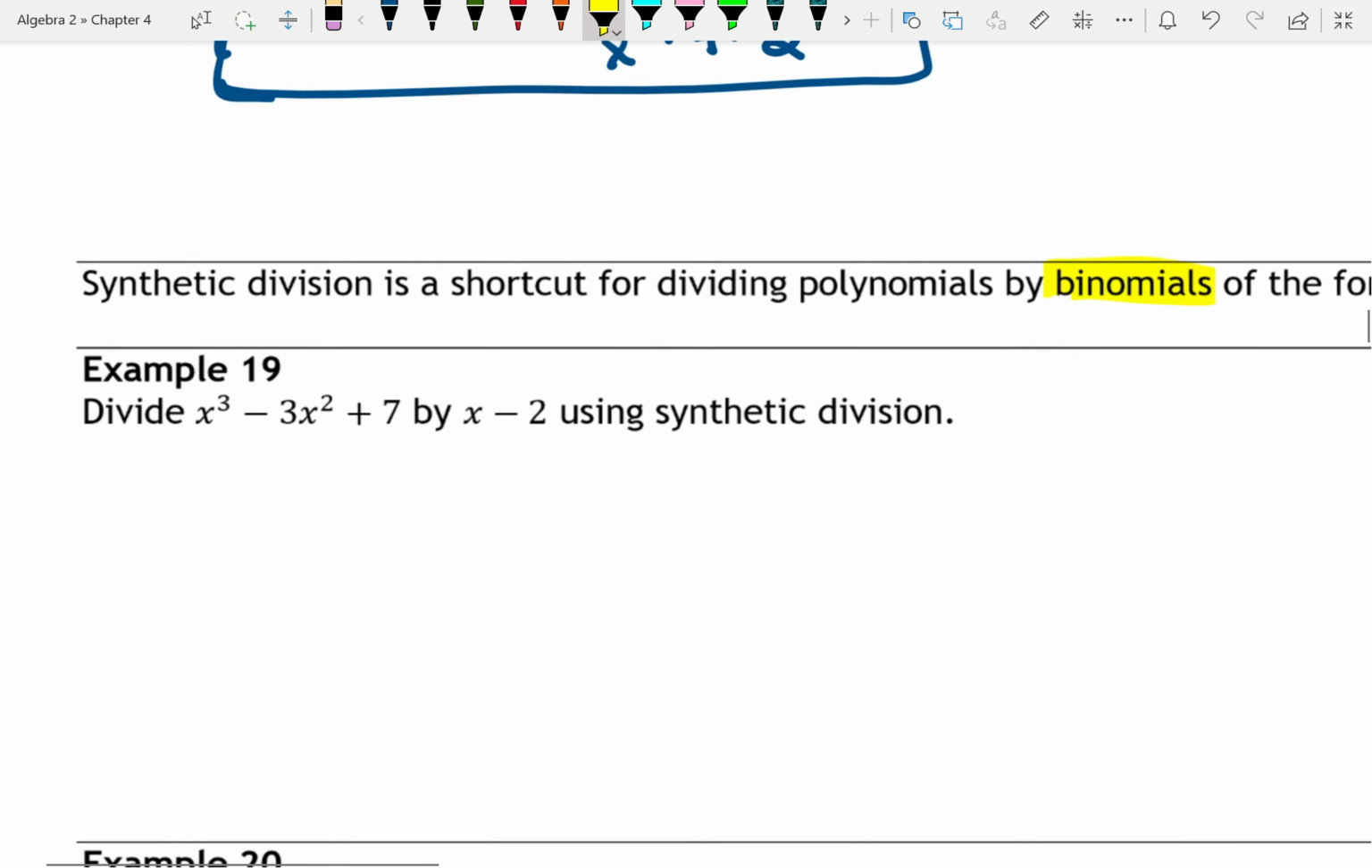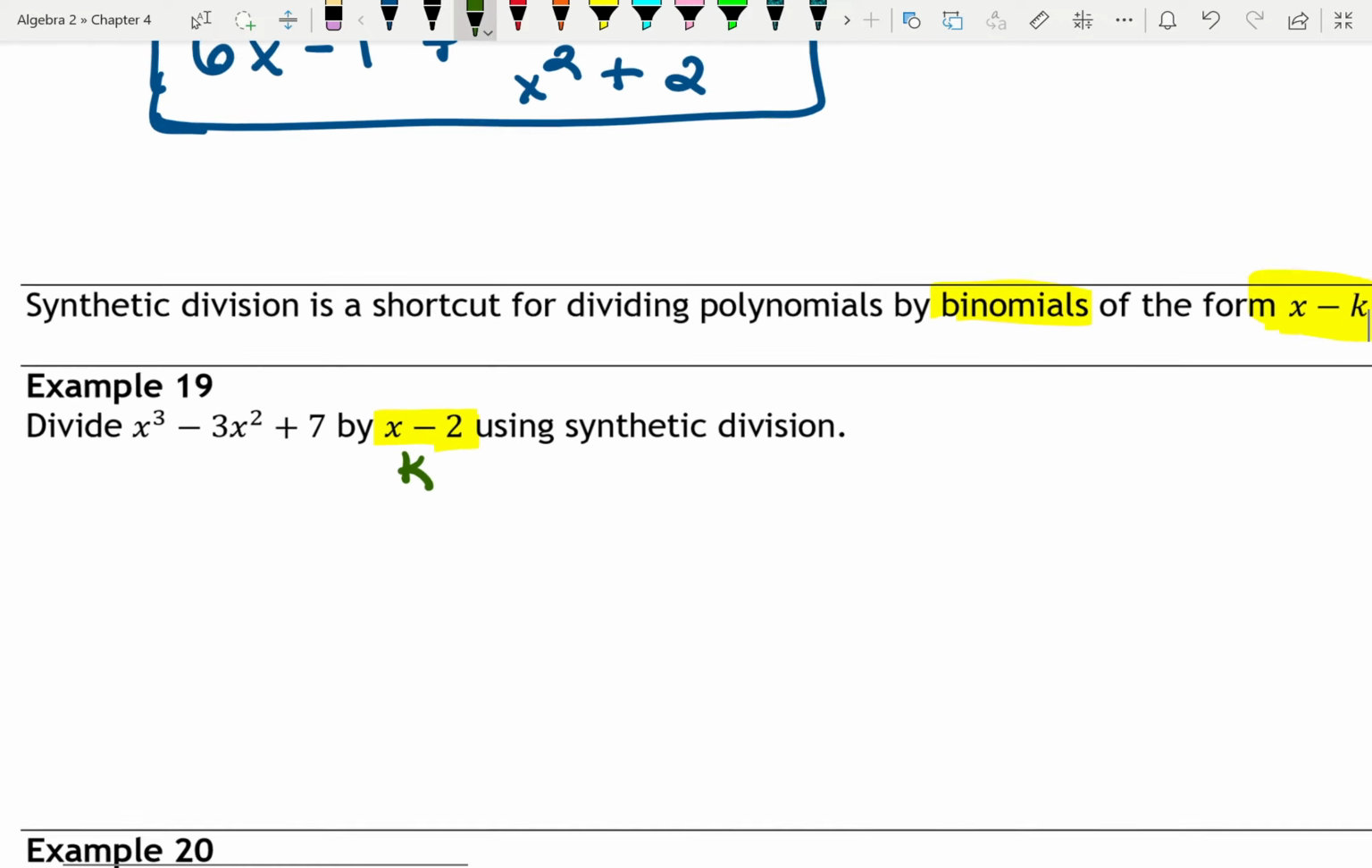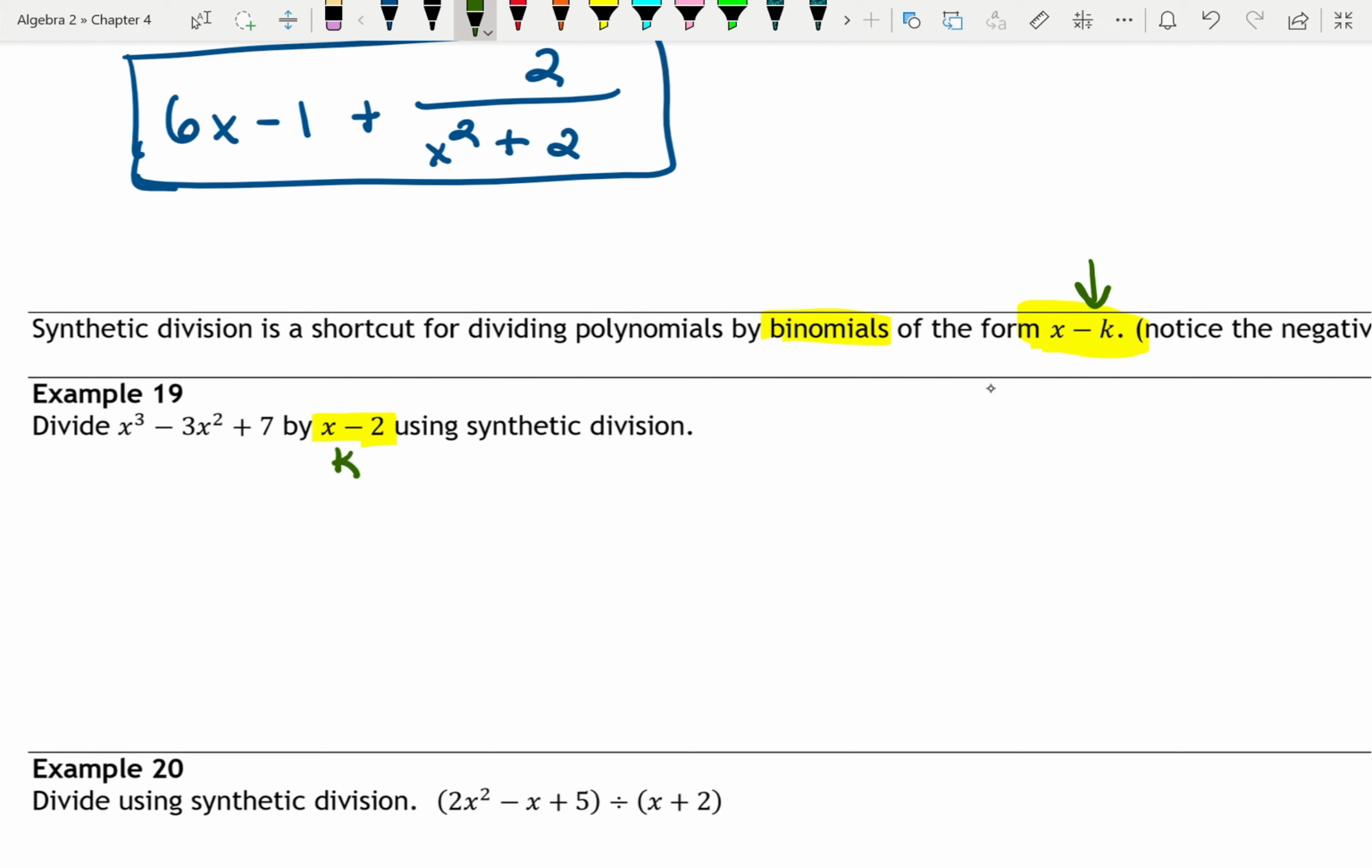So number 19 here, we are dividing by a binomial, x minus 2. And for starting, we want to get our k value. And k is the number that we have over here. So it's x minus k. And the negative is a part of the formula. So we're going to have x equals 2.